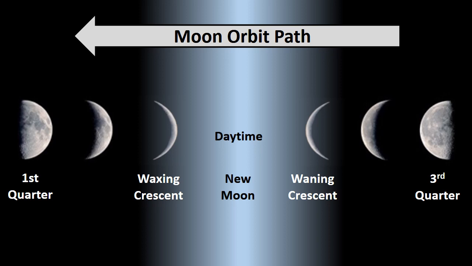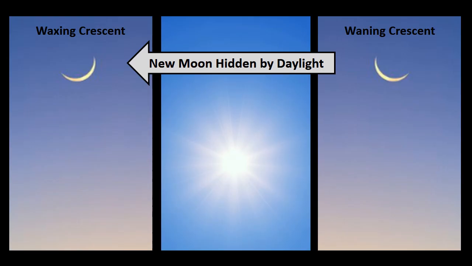Now we definitely know that this is the path that the moon takes during the different phases, and we know that between the waning and the waxing crescent moons there's about a 2-day period where we don't see the moon. So it makes perfect sense that the new moon is hidden by daylight, especially when we know that the moon orbit is only about 5 degrees different than the orbit of the sun.